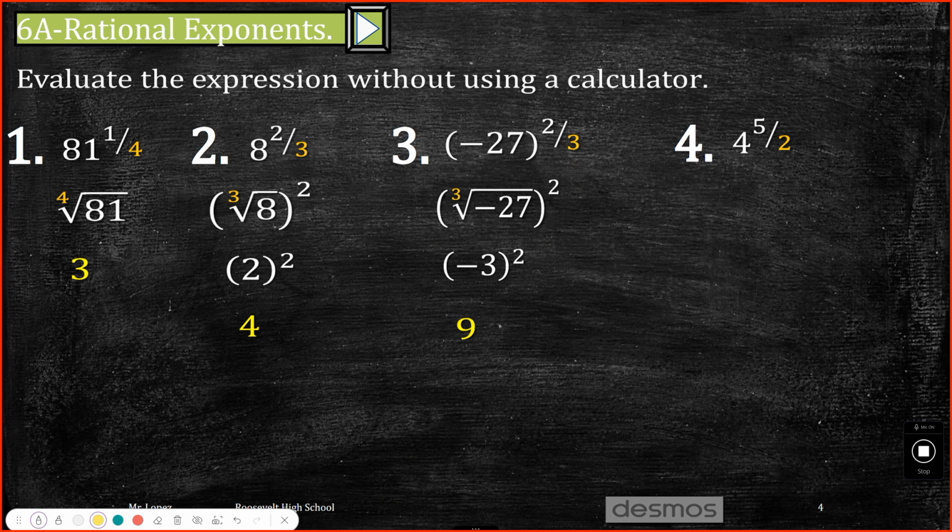What's the answer? 32? Yes, the answer is 32. Square root of 4. Square root of 4 is 2. 2 to the 5th means 2 times 2 times 2 times 2 times 2. Is it 5 times? That's 32.